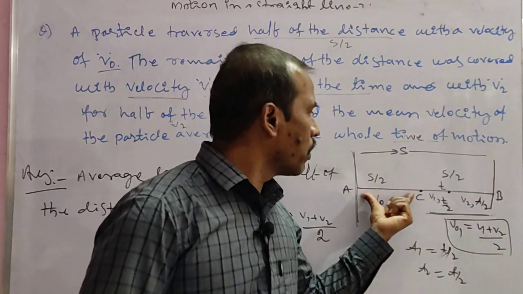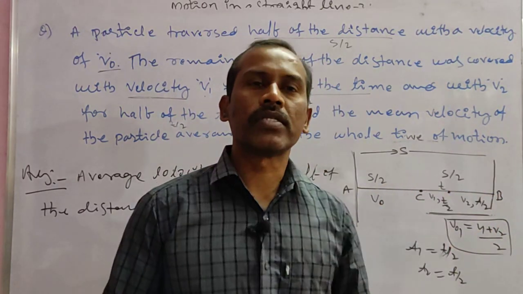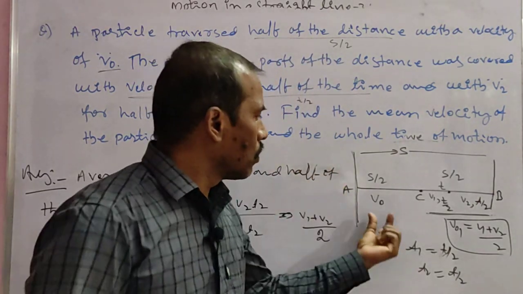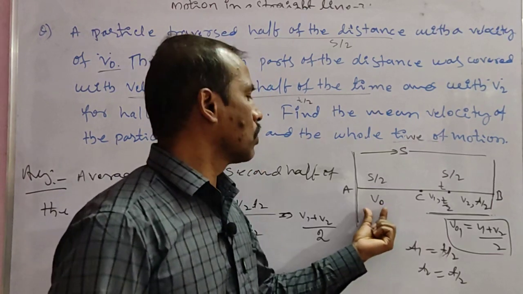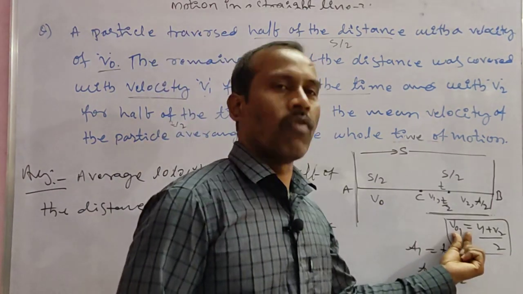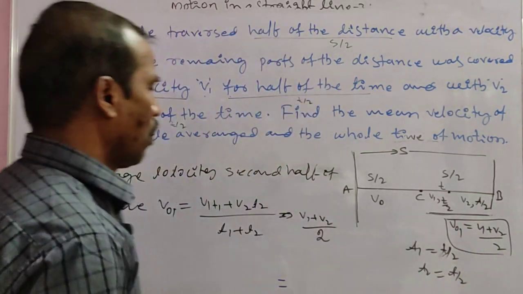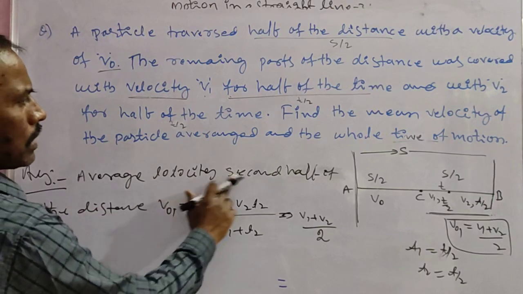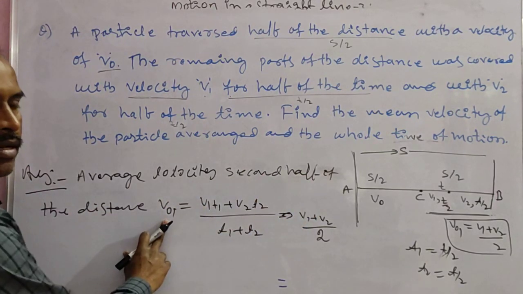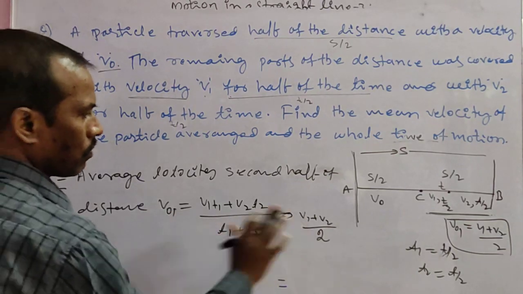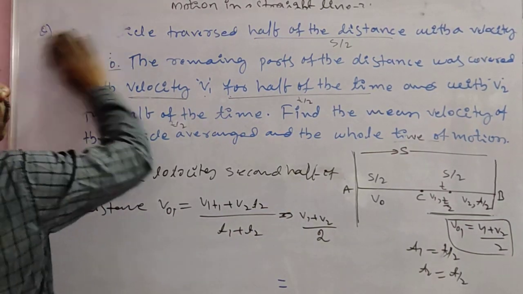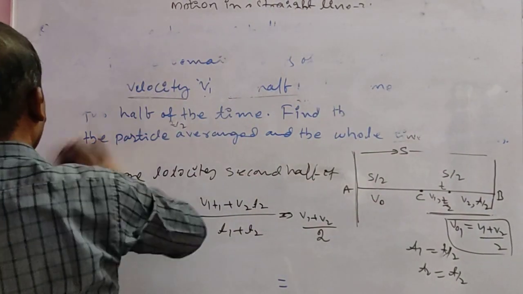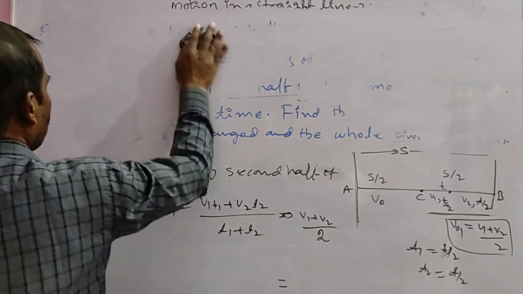Now the average speed of the particle from A to B, with half of the distance each, is equal to 2 V1 V2 by V1 plus V2. Here V1 is equal to V0 and V2 is equal to V01. So this is the formula. Note that the average velocity for the second half of the distance is V1.